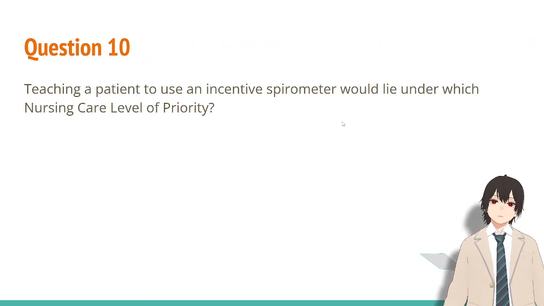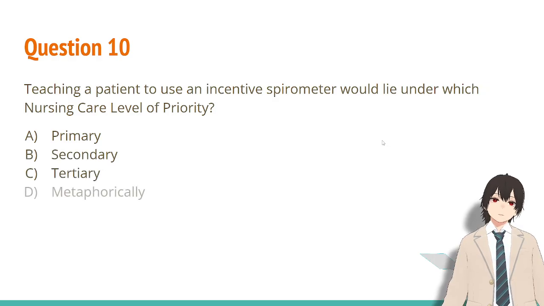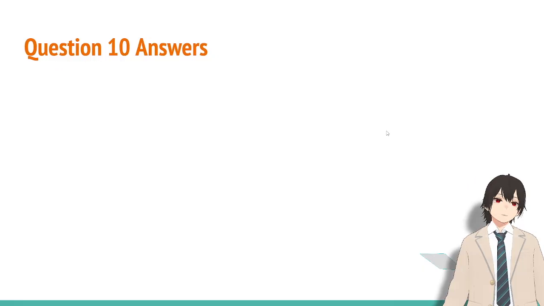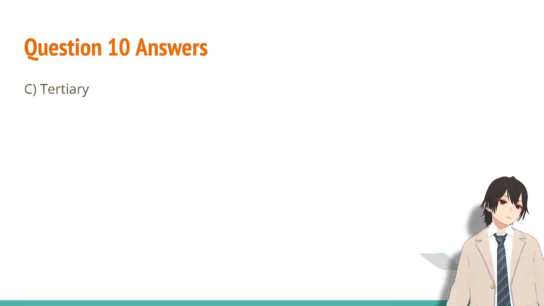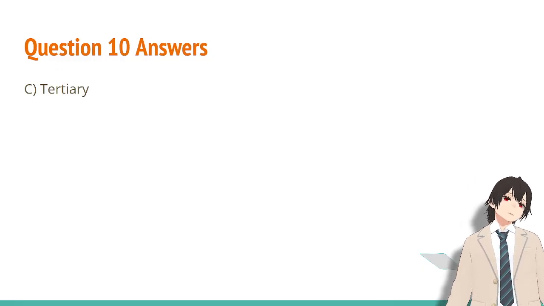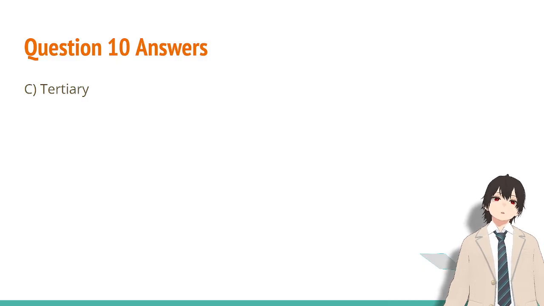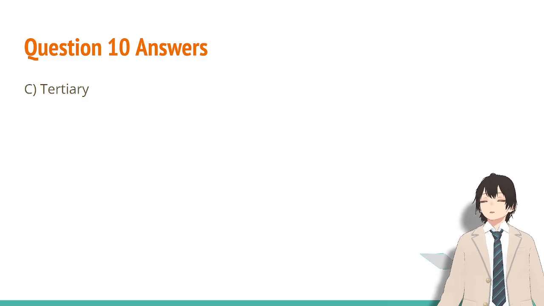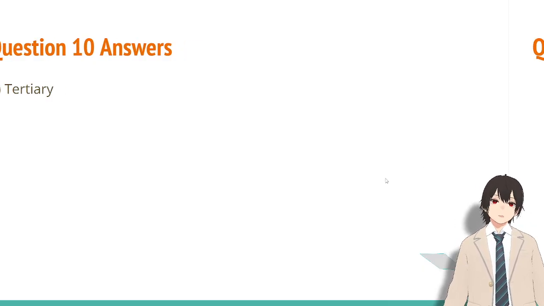Teaching a patient to use an incentive spirometer would lie under which nursing care level of priority? Primary, secondary, tertiary. 3, 2, 1. It is tertiary, because it is not a life-threatening thing. It is not something like pain, which is usually secondary, or a change of mentation. Tertiary is usually where they put things like education, time to answer questions, stuff like that. That's the third level of priority, okay?